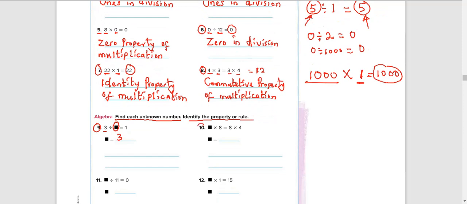So look at number 10. What will you have in this box? Multiply by 8 equals 8 multiplied by 4. It was only reversed here. So put the 4 here. So it's 4. And this is commutative property.